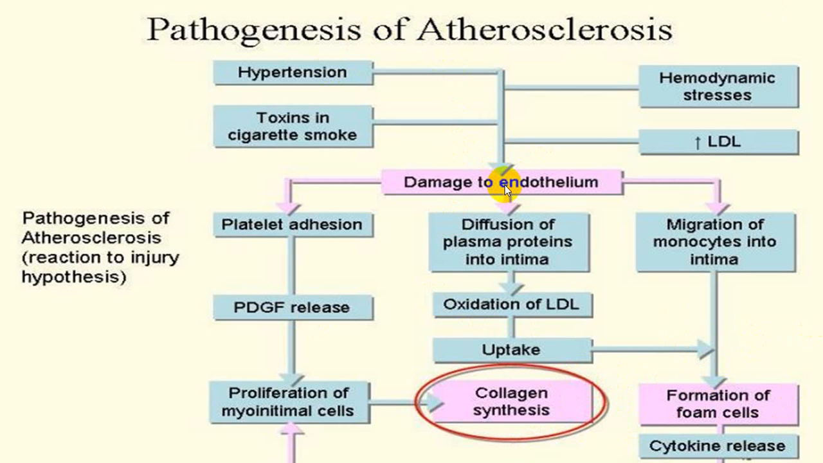Hypertension also accelerates the damage to the endothelium. Hemodynamic stress also damages the endothelium. A high level of LDL will also give rise to endothelial dysfunction, and toxins from cigarette smoking, alcohol, bacterial infection, etc. can also cause endothelial dysfunction. So this will be the entire pathophysiology of atherosclerosis.